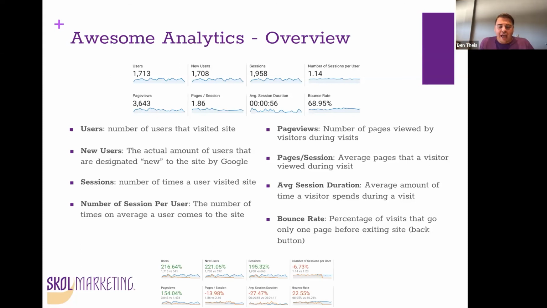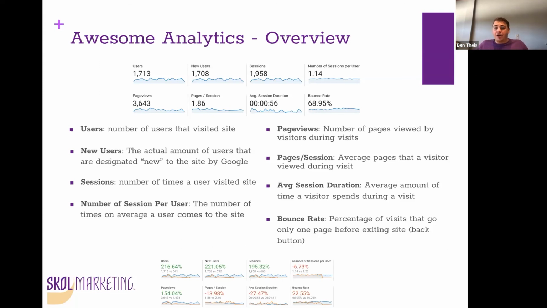And so with that, it's just understanding what these metrics are, because these are the main metrics that are going to tell us the story underneath the category reports that we're going to go through here. So the first thing is, like I said, just understanding what these are. So the first one is users. Users are going to be the number of users that visited the site.